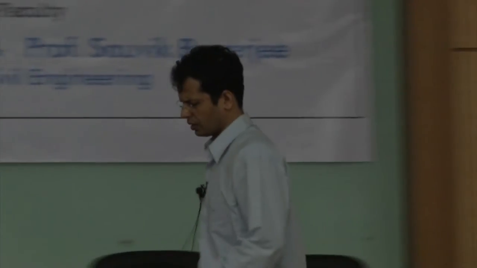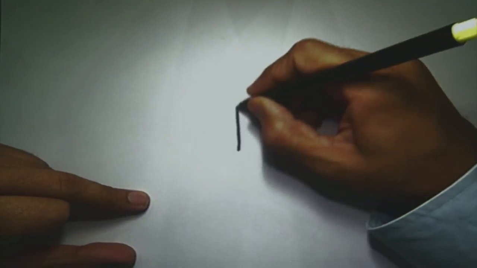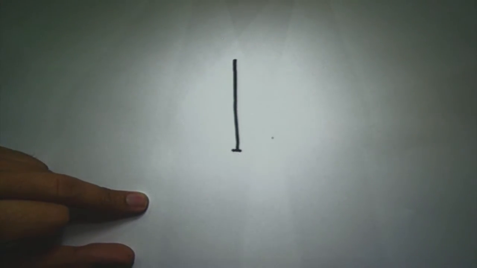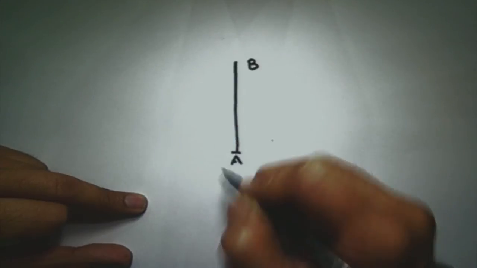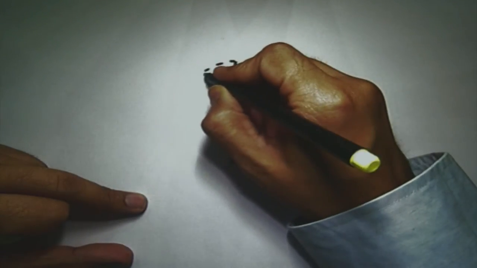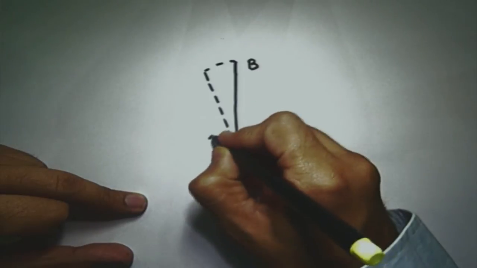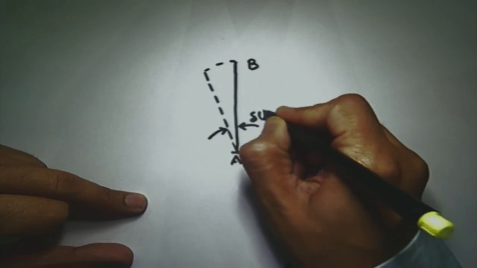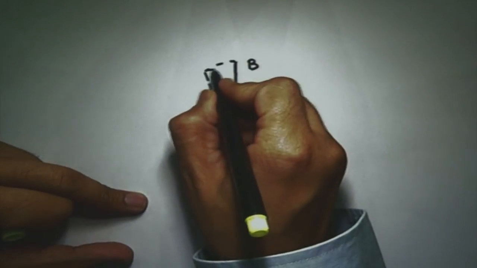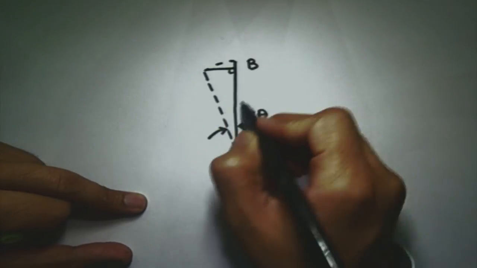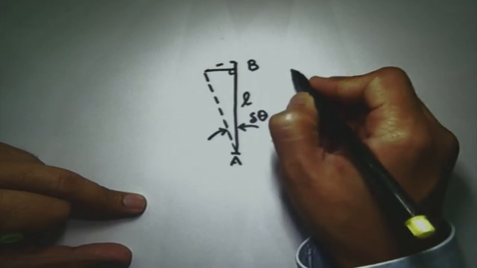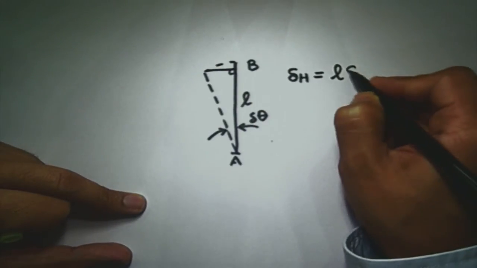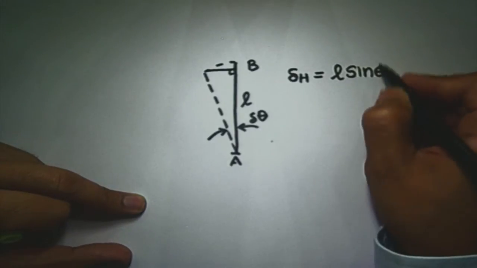Physically, a small change means this. Let us do this here, if you recall what we had done in the morning. This is the rod AB. Suppose we give a small rotation to this rod, given by delta theta. What we know is the horizontal displacement. If this length is L, then really speaking, delta H is equal to L sine delta theta. Do you agree with me? That is really the true expression.